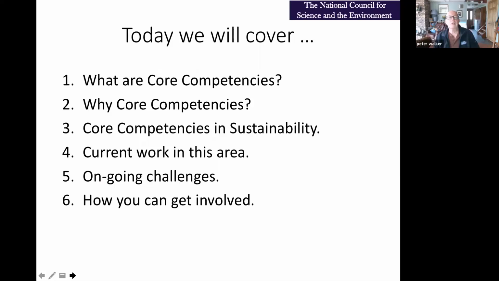So what we want to cover today, we want to talk a little bit about just what core competencies are and why we want to use them, how they relate to sustainability. We say something about the current work in this area that we're doing, some of the ongoing challenges we're facing, and then finally, how you can get involved. So next slide, Rod.